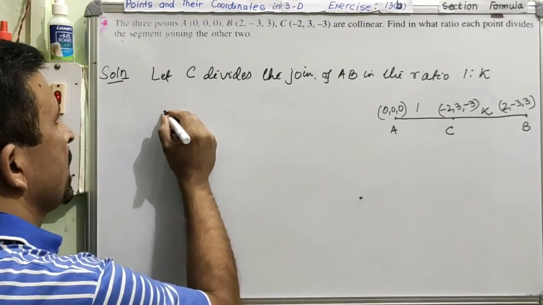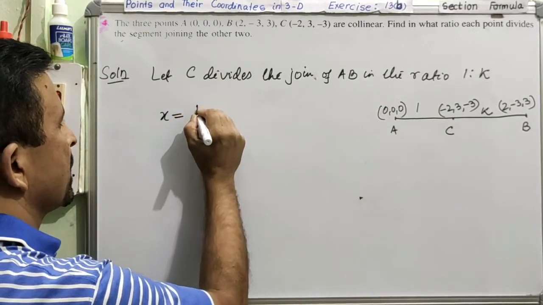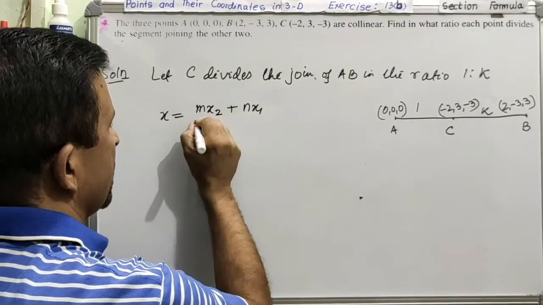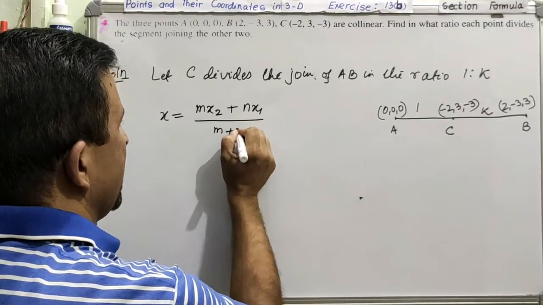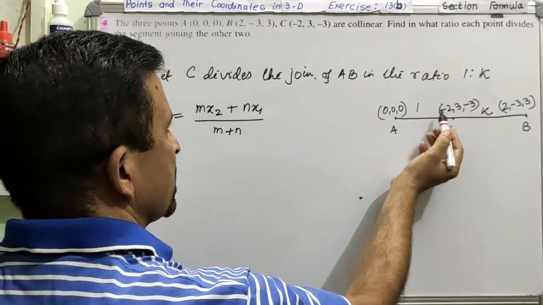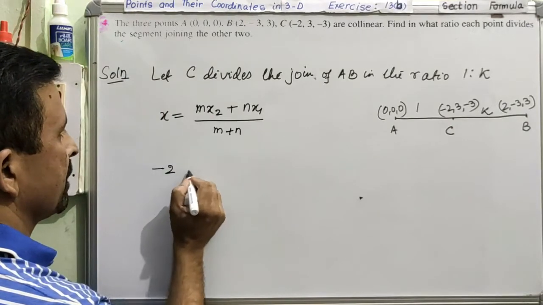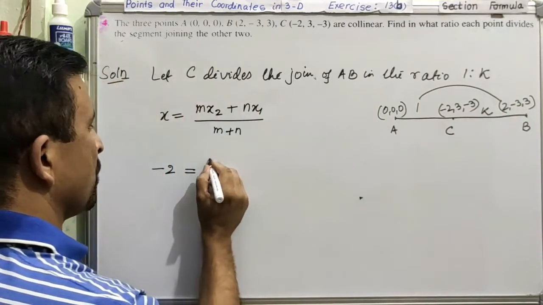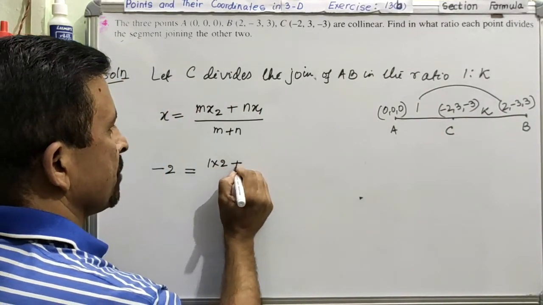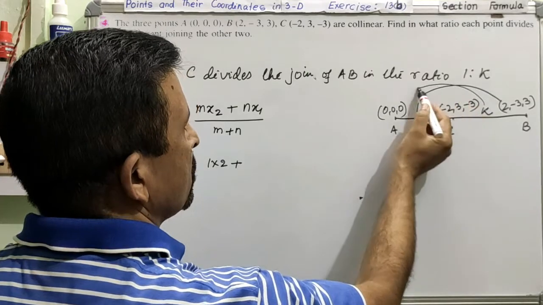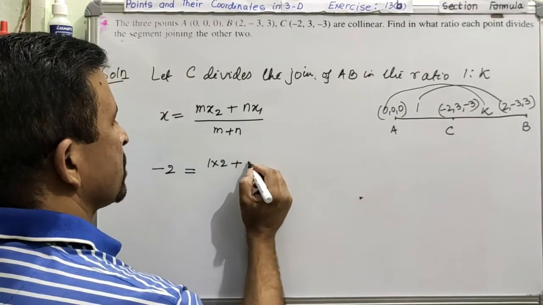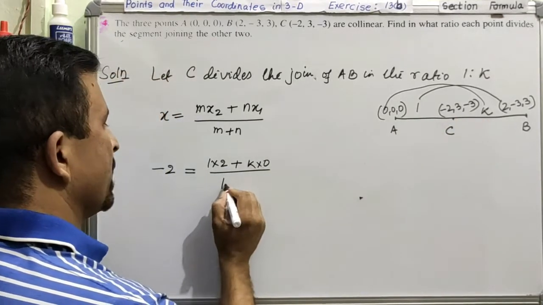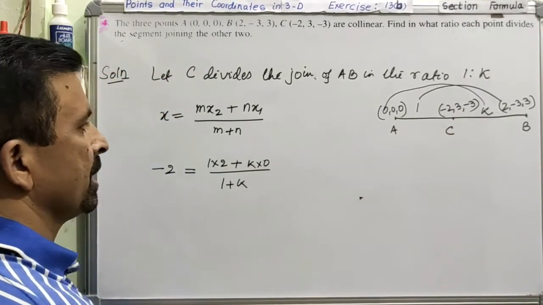The x formula, you know, is x equals mx2 plus nx1 divided by m plus n. Now your x is how much? -2 is equal to, now mx2, that is 1 into 2, plus k into 0, divided by the ratio 1 plus k. Is it alright?